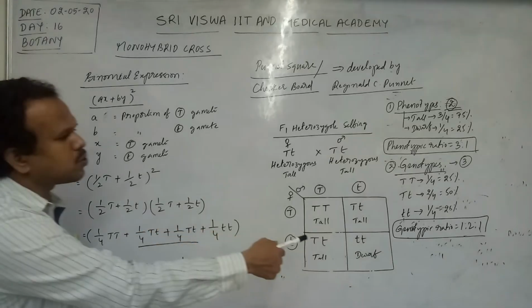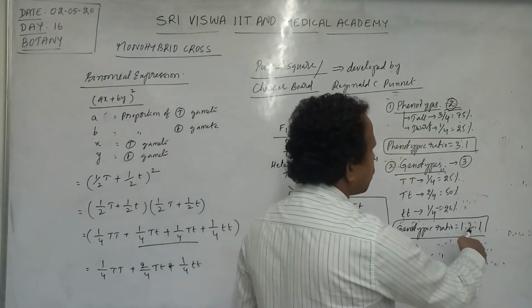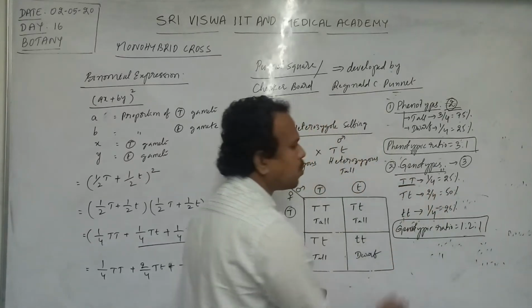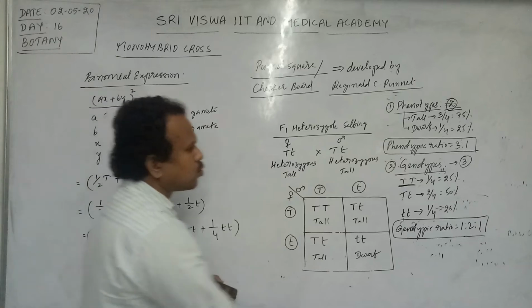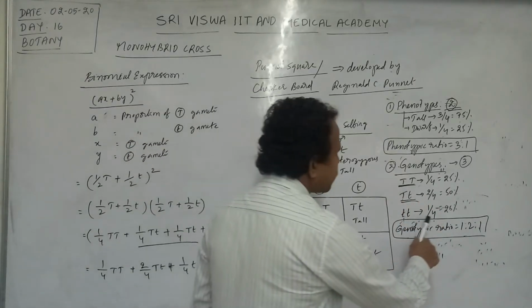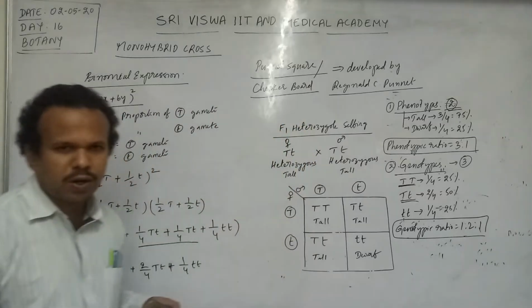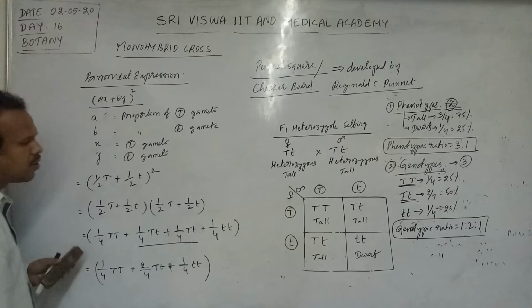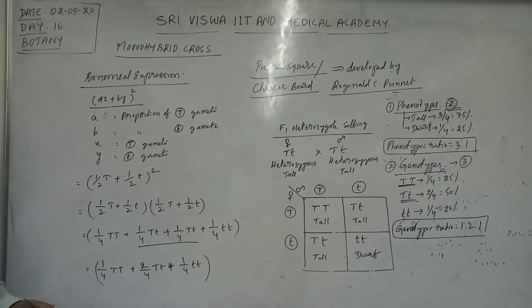Say here with reference to genotypic ratio, 1 is to 2 is to 1. Here 1 by 4th proportion is homozygous tall, 2 by 4th proportion is heterozygous tall, then 1 by 4th proportion is homozygous dwarf. Same is the case with the binomial theorem or binomial expression.